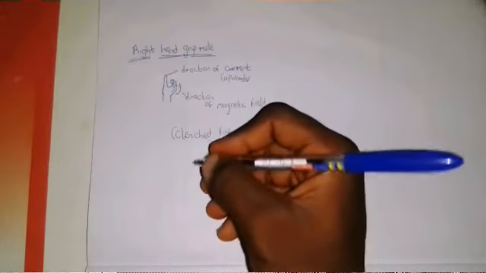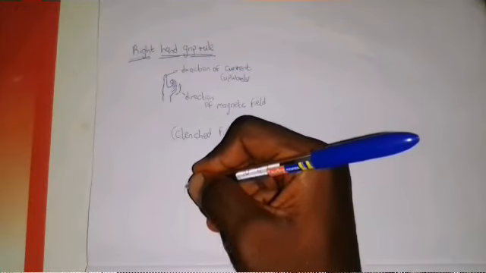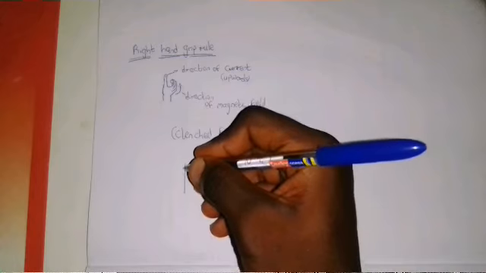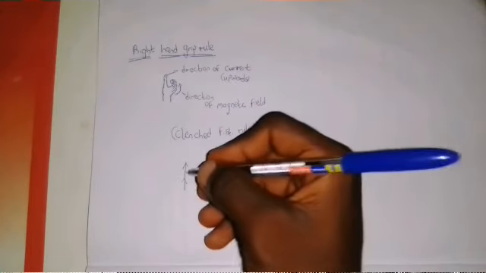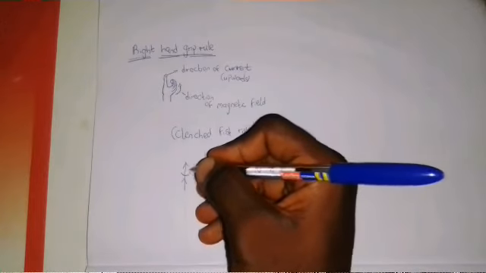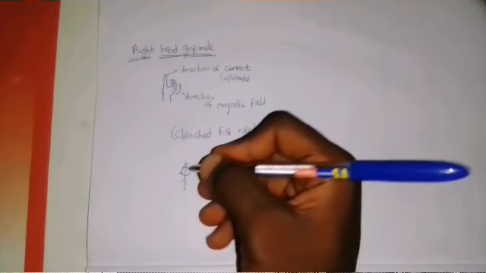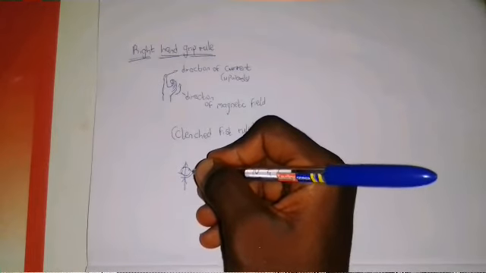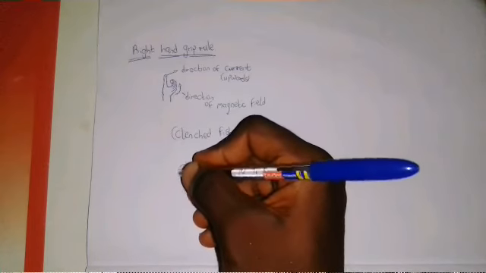Now, we remember clearly that the picture was something like this. When the current moved up, we noticed that something was entering like this and coming out like this, entering like this and coming out like this.